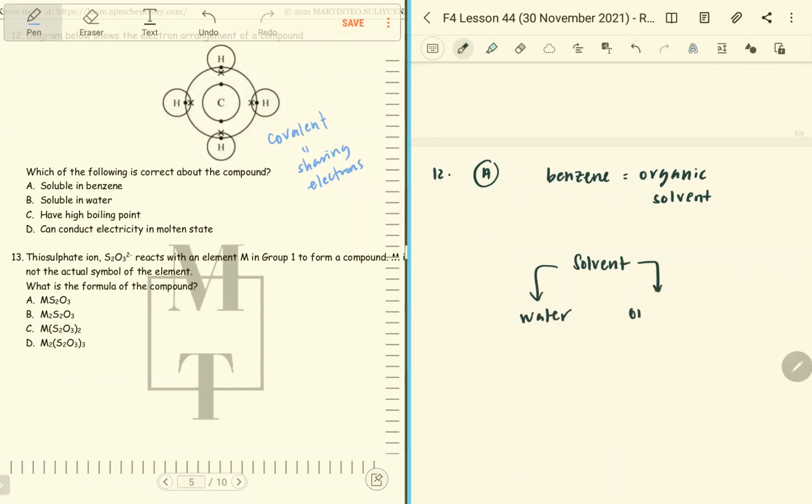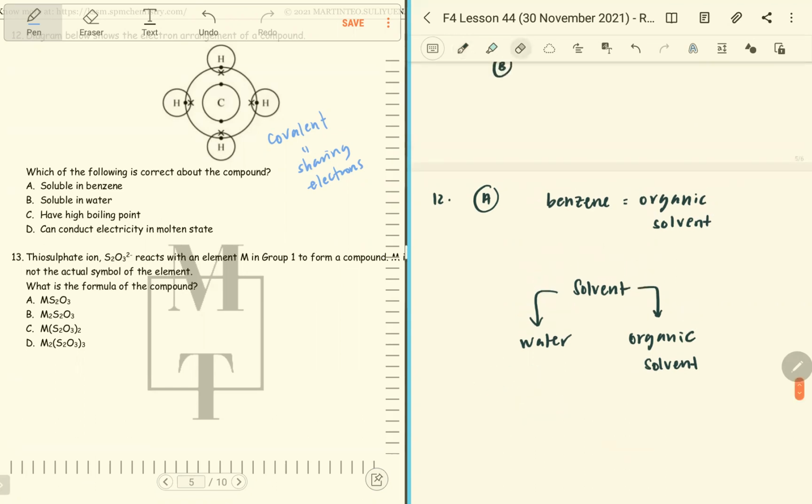Organic solvent you will learn more in Form 5. Organic solvent is anything with carbon, and benzene is one of them. The most important organic solvent for you in Form 4 is ethanol. If in paper 2 you are supposed to write an organic solvent, just write ethanol. But in paper 1, if they don't use ethanol but it's not water, then you know it's an organic solvent.